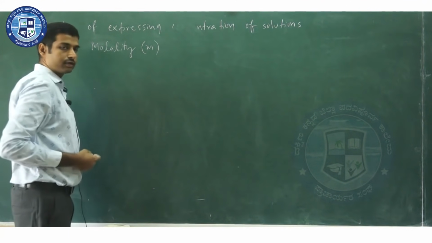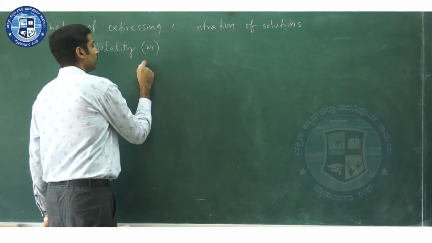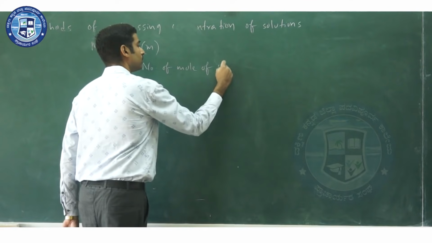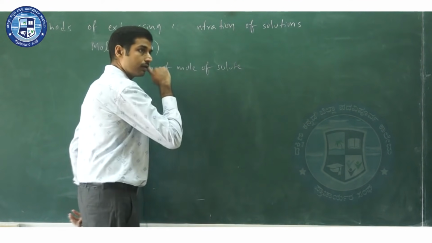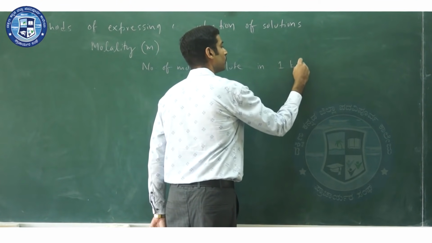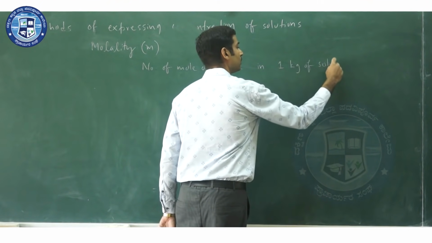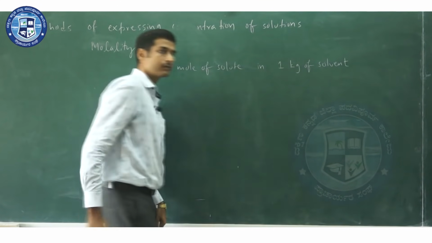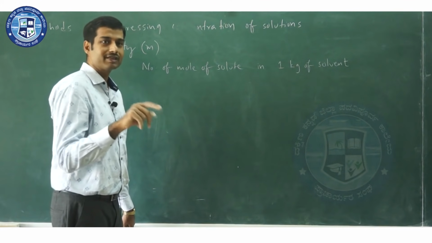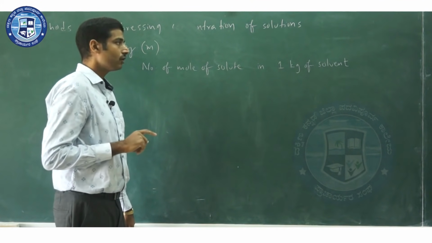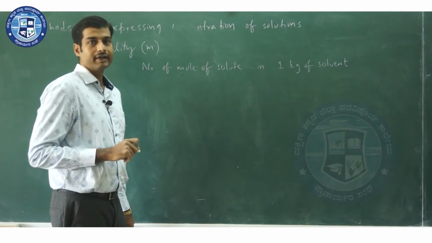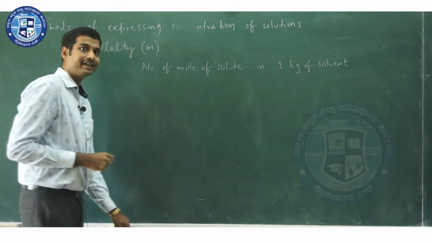Let us define molality first. Number of moles of solute present in 1 kilogram of the solvent. What is the number of moles of the solute which is dissolved in 1 kg of the solvent to form a solution? That will be the concentration expressed in terms of molality.